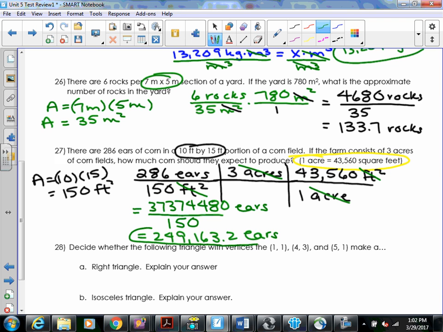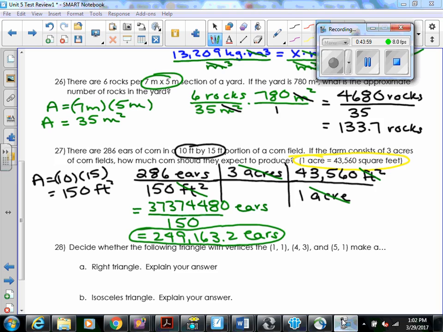Yes, ma'am. What if you just added 43,563 times? I mean, you could, it's the same as multiplying by 3. Okay, hang on 1 second.